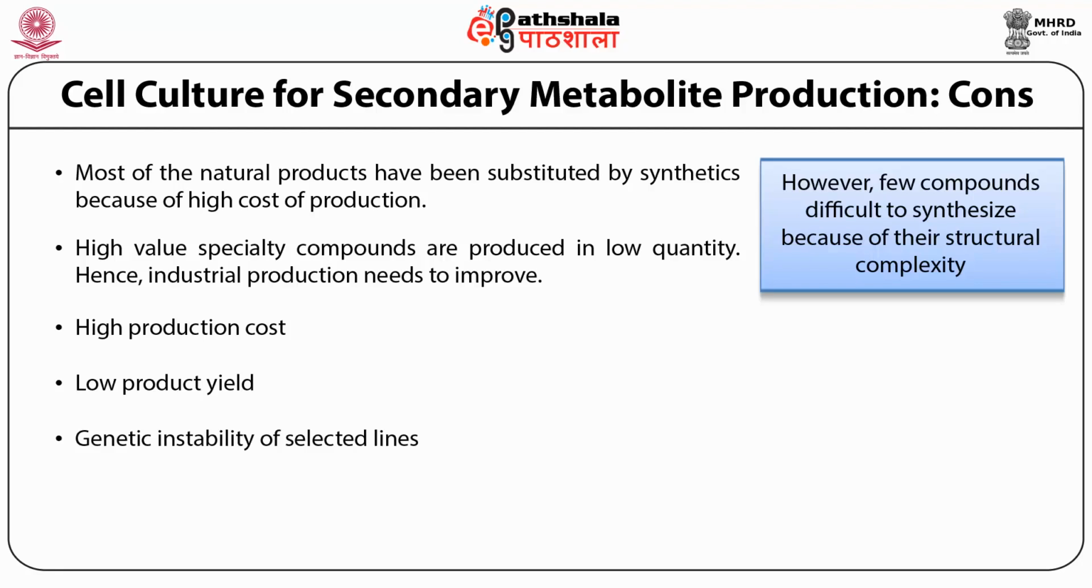They're all uniform genetically so that the secondary metabolite production is uniform. Now students, we will understand the process. How is secondary metabolite production carried out? We can break the process into 5 steps broadly.